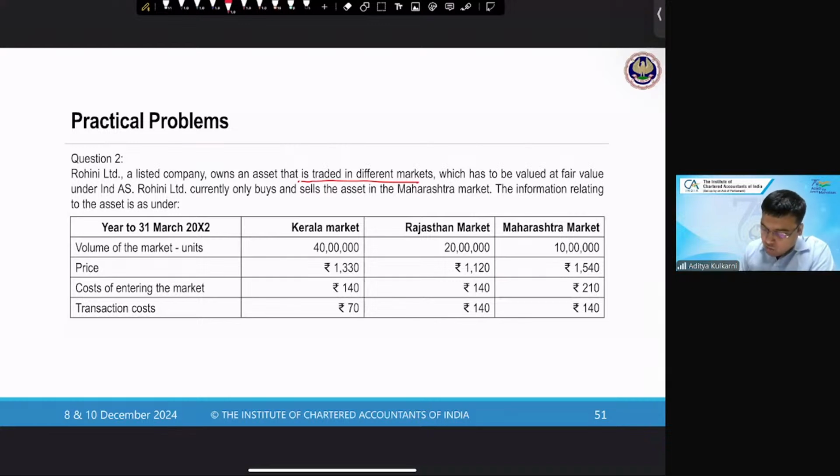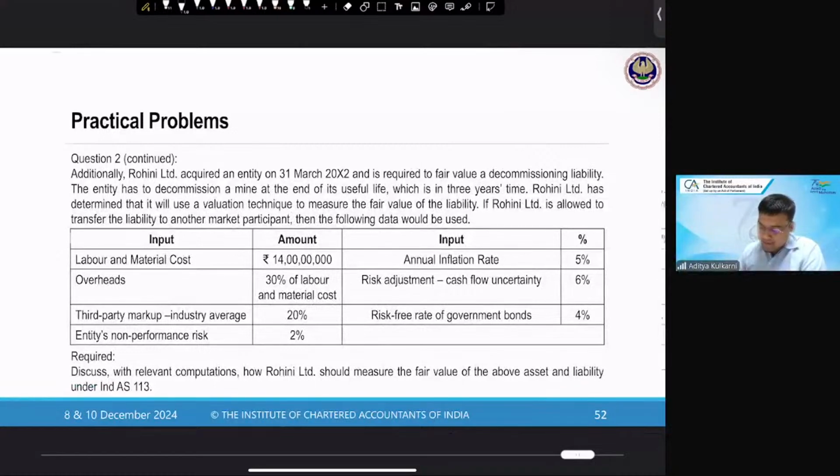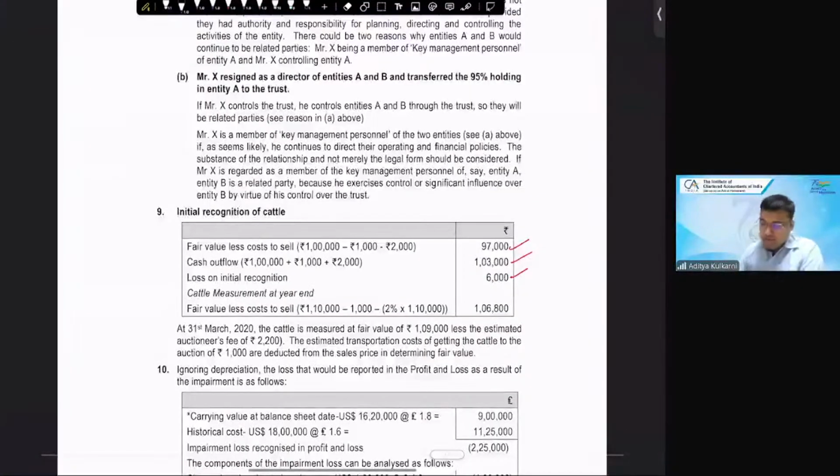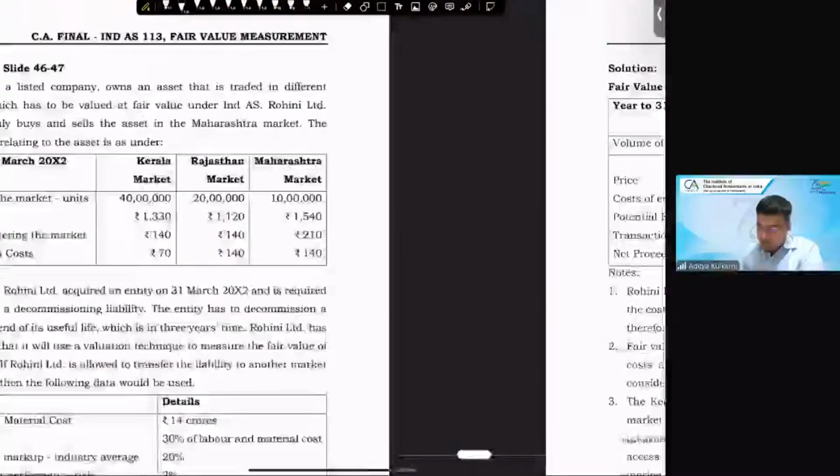Rohini currently only buys and sells the asset in the Maharashtra market. So Rohini is operating here. Now, the information relating to the asset is as under. Volume of the market 40 lakhs in Kerala, 20 lakh and 10 lakhs. Price is given. Cost of entering the market is given and transaction cost is given. Now, let us first answer this question. Then we shall move on to the next one.